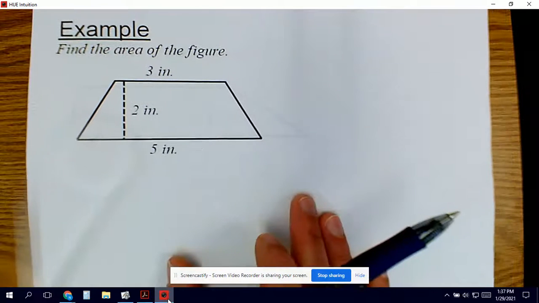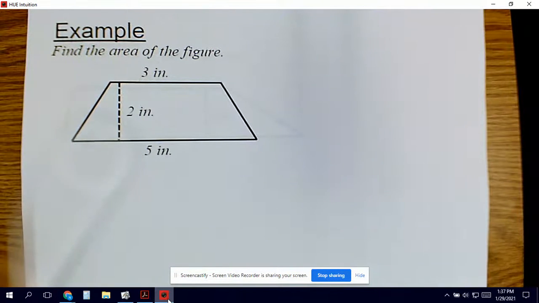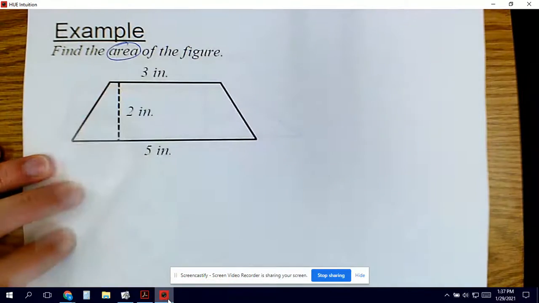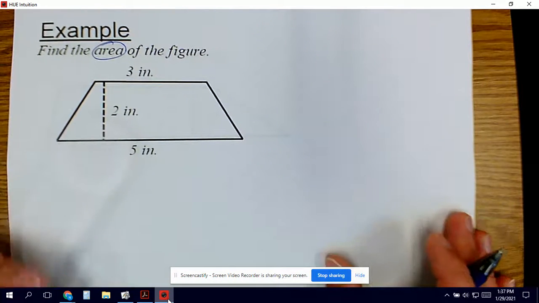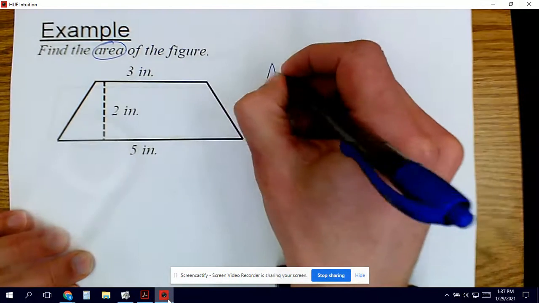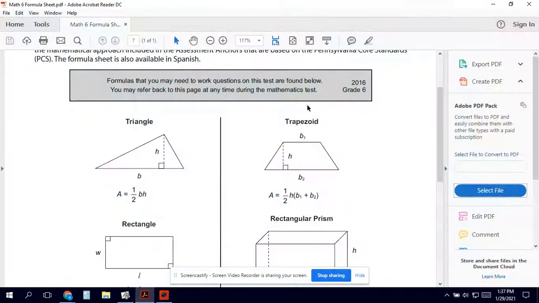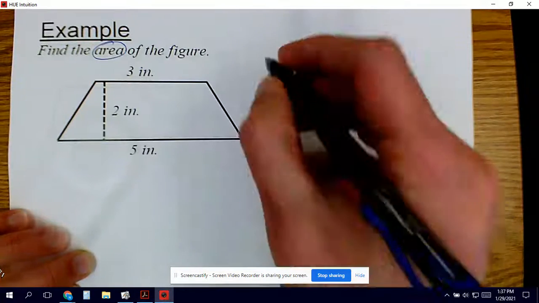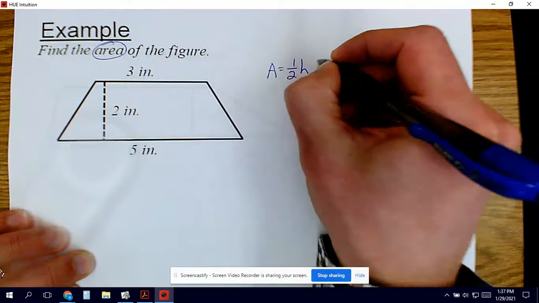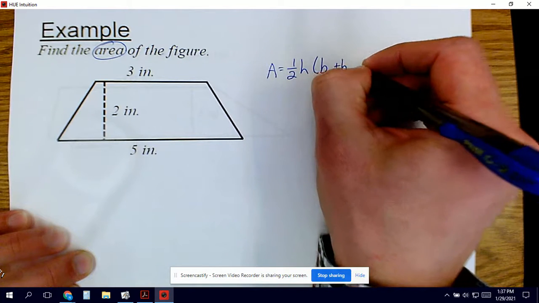Okay, let's go ahead and try an example together. So we have a trapezoid on our screen. We are being asked to calculate the area of it. So just like every polygon we've worked with so far, step 1, copy down your formula. From your formula sheet, if you need it, area of a trapezoid, 1/2 times h times the quantity of b1 plus b2. 1/2 times the height times the quantity of b1 plus b2.